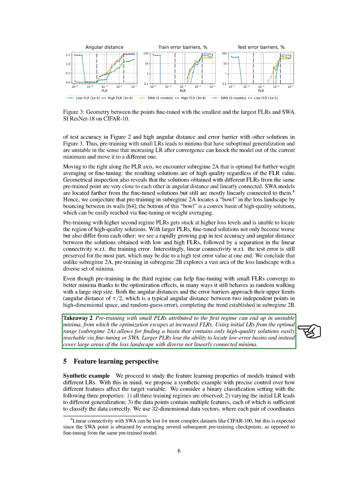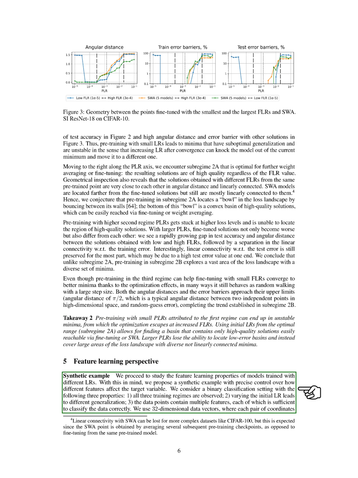Section: Feature Learning Perspective. In this section, we explore how different learning rates, LRs, affect feature learning in our models. To do this, we create a synthetic example that allows us to control how various features influence the target variable. We set up a binary classification scenario with 3 key aspects. We observe all 3 training regimes. Changing the initial LR leads to different generalization outcomes, and each data point has multiple features that can independently classify the data correctly.